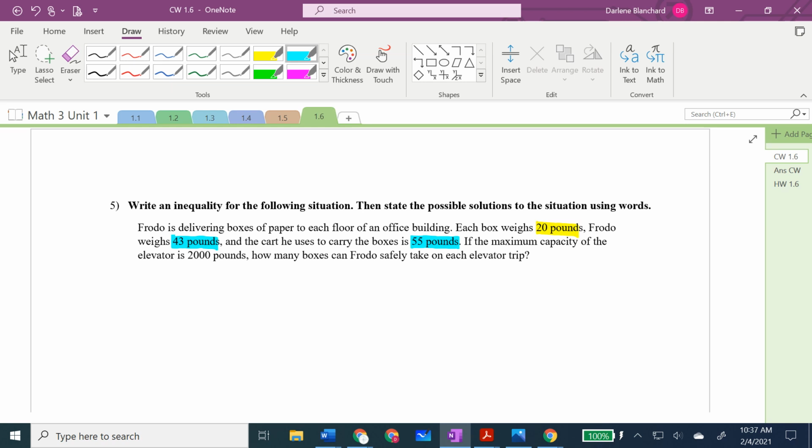Now, the maximum capacity of the elevator that Frodo desperately wants to take is 2,000 pounds. So Frodo wants to know how many boxes can safely be taken up each elevator. This is very important to Frodo. Frodo does not want to make more trips than Frodo needs to.